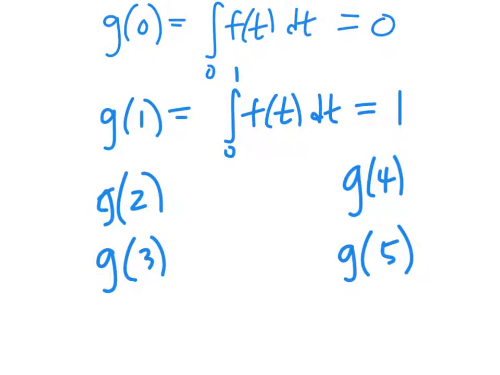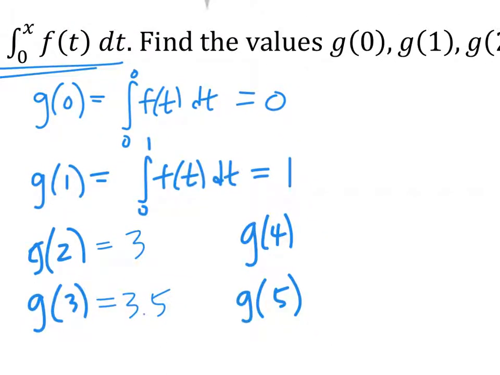G of 2, let's see, Chen, what'd you get? 3. G of 3, Jessica, what'd you get? 3.5. 3.5, okay, that sounds good. Rachel, g of 4. I didn't do it yet. You didn't do it yet? Kevin, what'd you get? 3. And then Yvonne, last one, g of 5. 2.5. I think it's 2 exact.